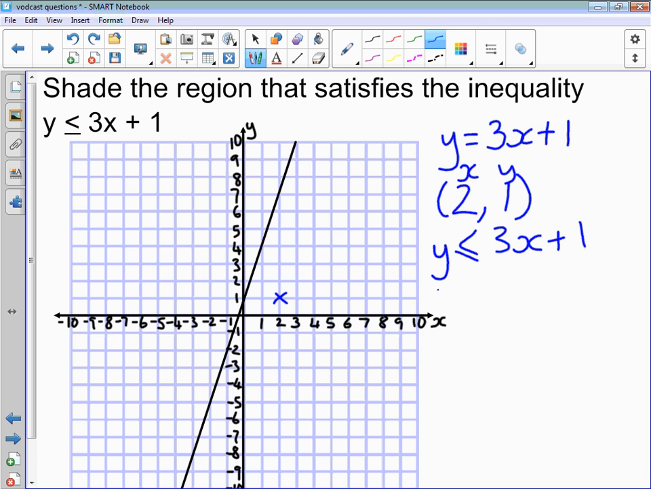So my y value is 1, and then 3 lots of my x value is going to be 6, add 1. If I simplify the right-hand side, I've got 1 is less than or equal to 7. This does work, which means that the side of the line that this point is on satisfies the inequality. So I can shade that in.